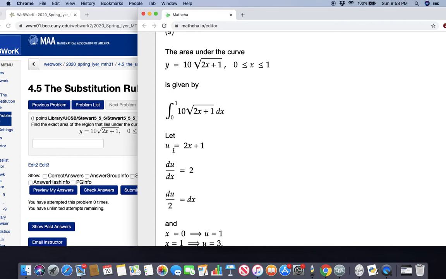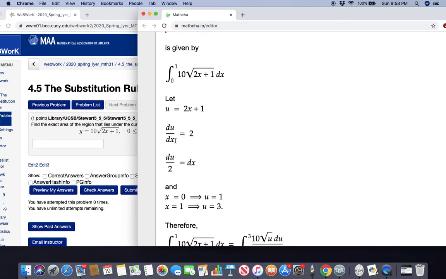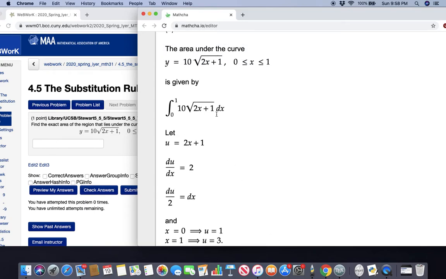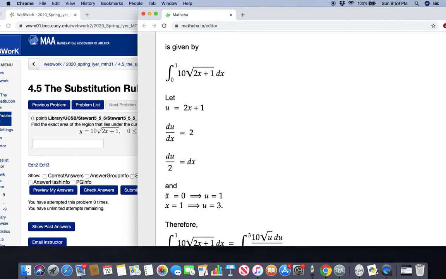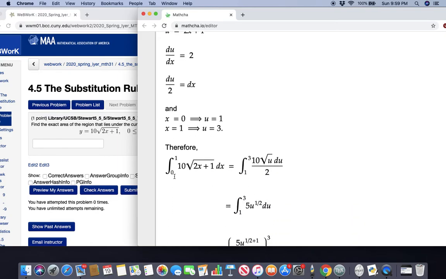Well, let u equals 2x plus 1. du/dx is 2. So du over 2, bring the 2 down, is dx. Now my limits, x is 0, x is 1. When x is 0, u is 1. When x is 1, u is 2 times 1 plus 1, 3. So this integral from 0 to 1 becomes 1 to 3.